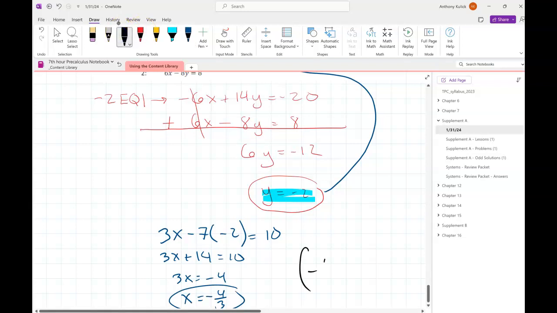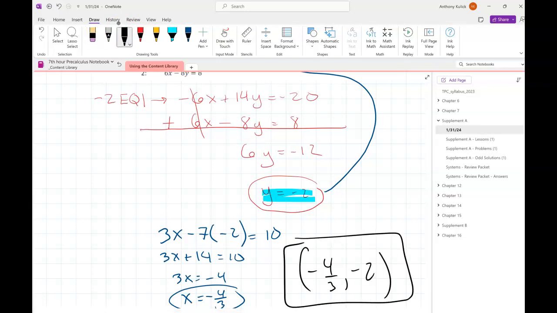So that's the other half of my answer. So I'll say 4/3, comma, negative 2 is the whole shebang.